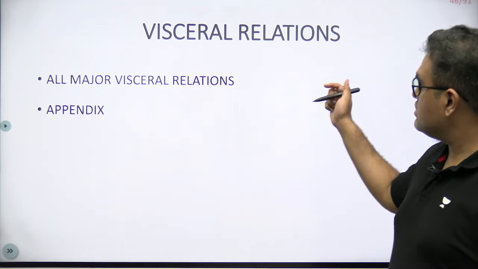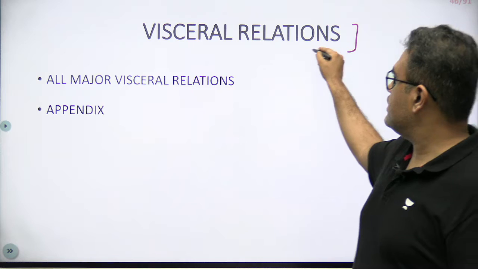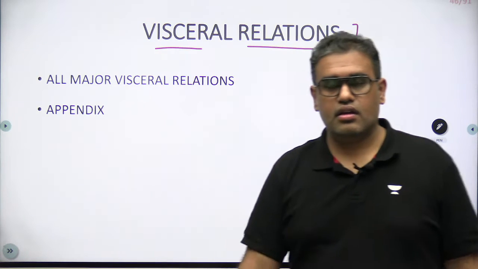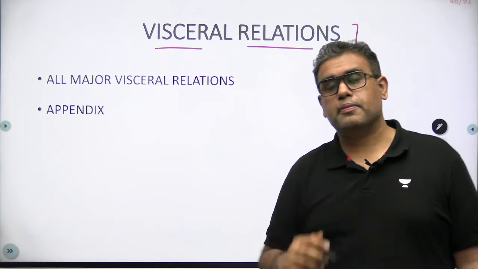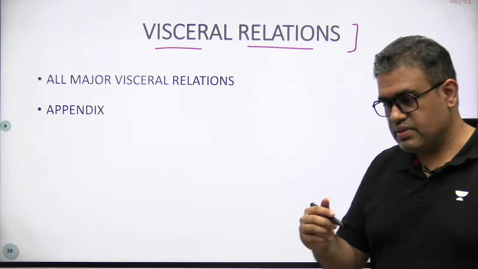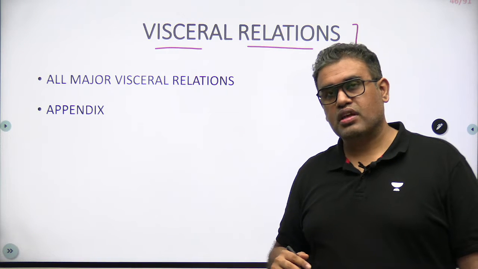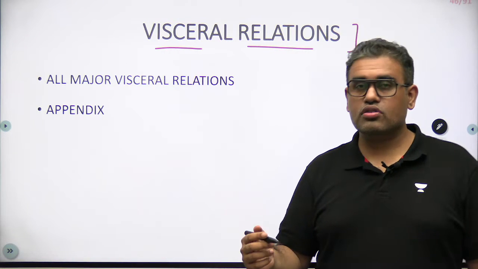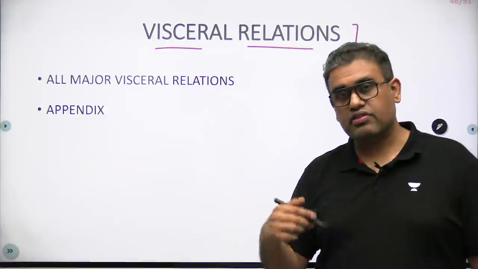Apart from that, this is a very small, only 2 words are written, visceral relations. But that is the crux of abdomen. You should know which organ is placed around which organ. Duodenum is related to which kidney? What is present in front of kidney?